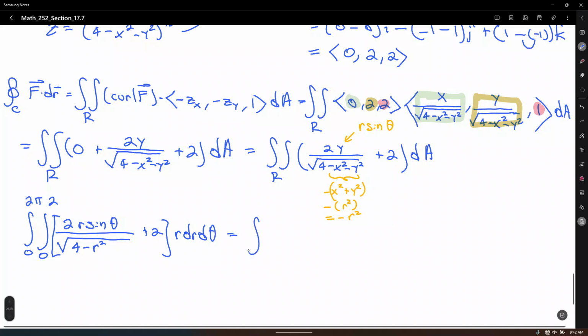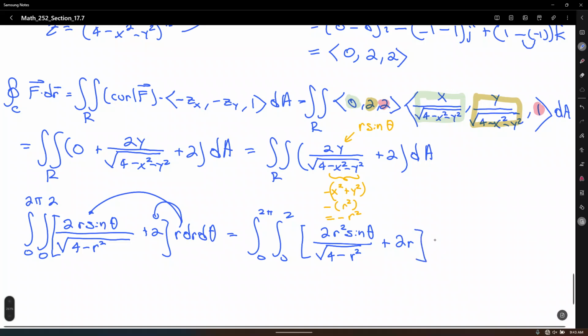So, let me keep simplifying this integral a little bit further. 0 to 2 pi, 0 to 2. Oh, you will see it better actually. You will see the issue a lot better. Okay, so that'll be 2r squared sine. So I'm distributing the r, right? Over the square root of 4 minus r squared plus 2r dr d theta.